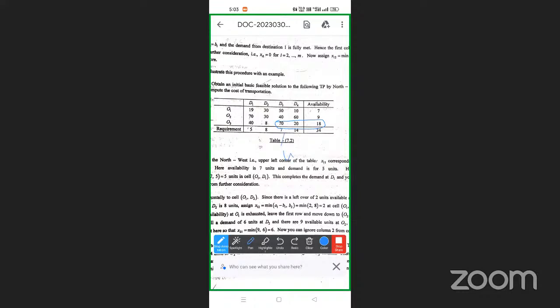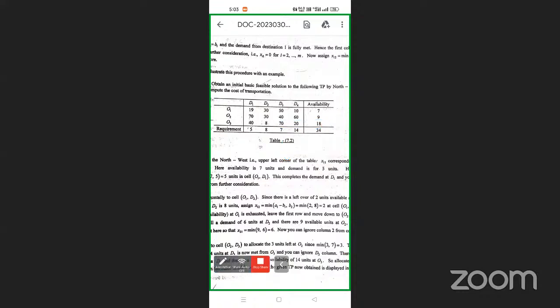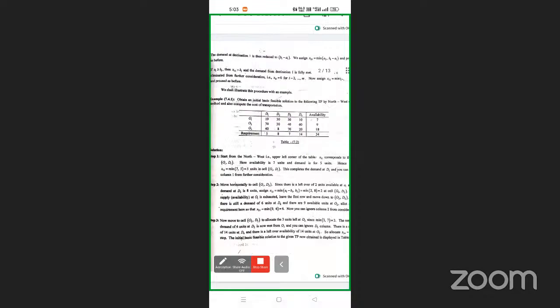There 4 is there. So directly we can allocate 70 into 4, 20 into 40. So that is equal to 18. So availability is equal to requirements. So we can see step 1.